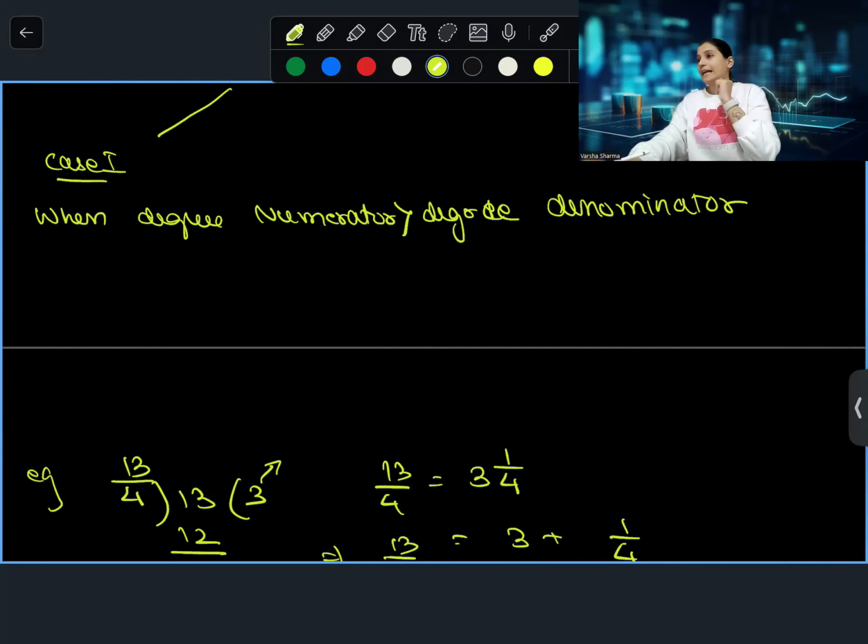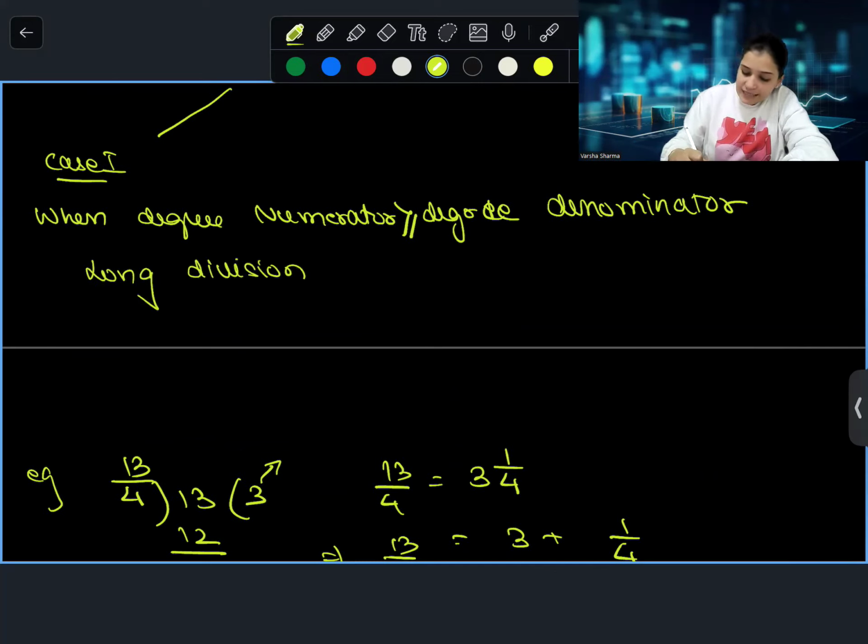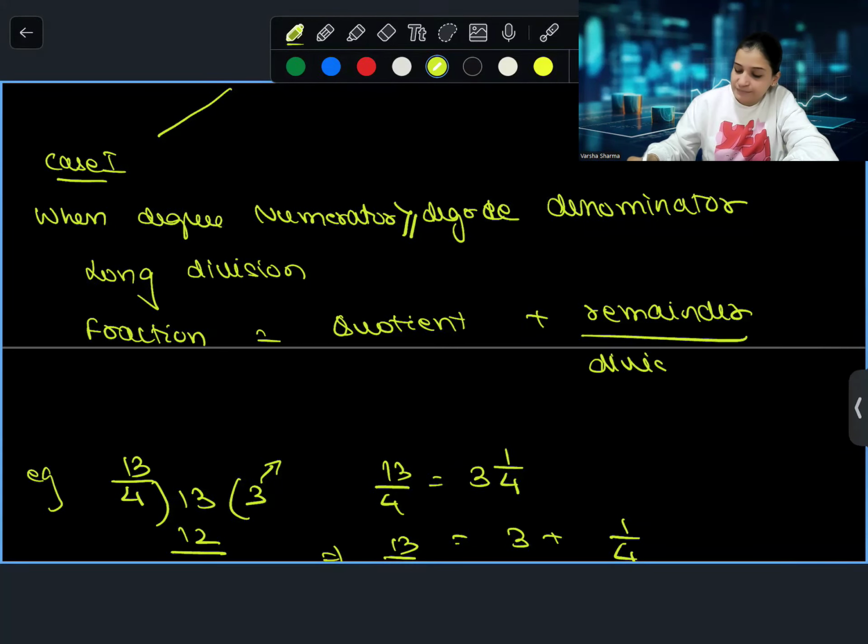If you have cubic by quadratic, cubic by linear, or power 4 by power 2, if the power of the numerator is higher than or equal to the denominator, then we will do long division. We will do long division. And the entire question will be written as quotient plus remainder by divisor.